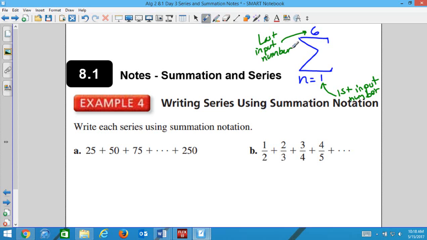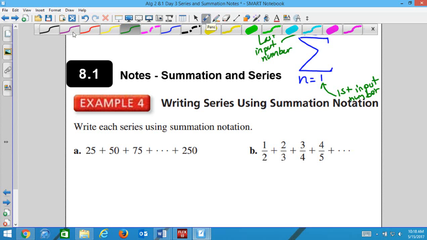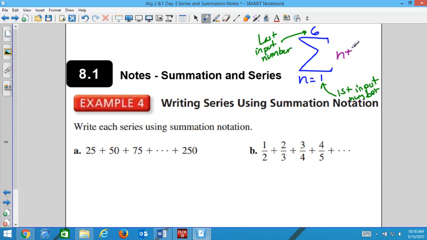So when we are making a sequence of numbers, we input 1 and we get out 1. We input 2 and then we get out something. We input 3 and we get out something. We input all the way until we input 6. So that tells us the last one that we're going to input. We have to do all of them. And then over here would be the nth term. That would be our formula that you're inputting things into. So this is what summation notation looks like.